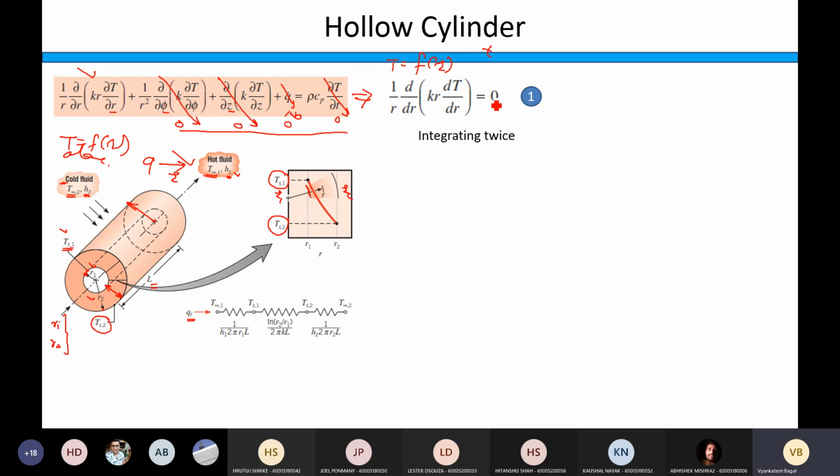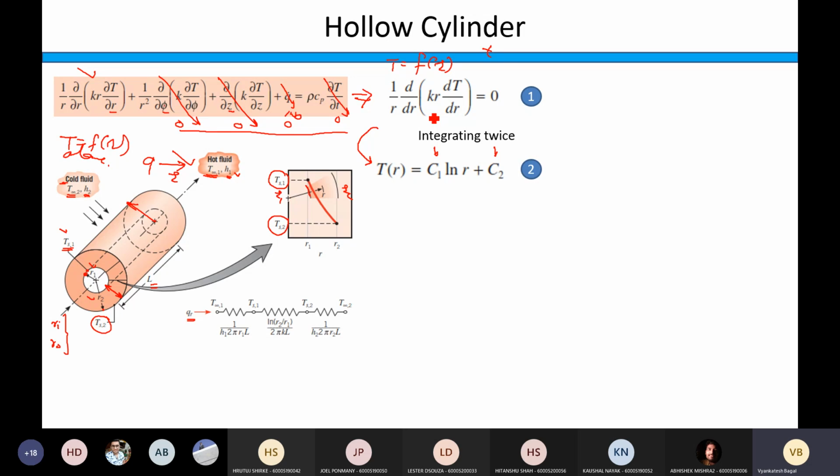Now, you can integrate this equation twice because we know this is a second order differential equation, so we have to integrate this twice. I am not talking about the mathematical steps in between. We know how to do it, right? If you integrate this equation twice, you will get the temperature distribution equation, something like this. Temperature as a function of R will be equal to C1 ln R plus C2. C1 and C2 are the constants of integration which we have introduced once we integrated this equation twice, right?